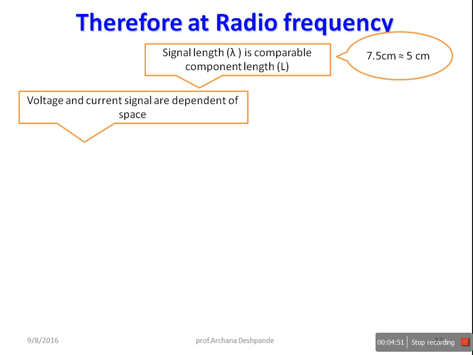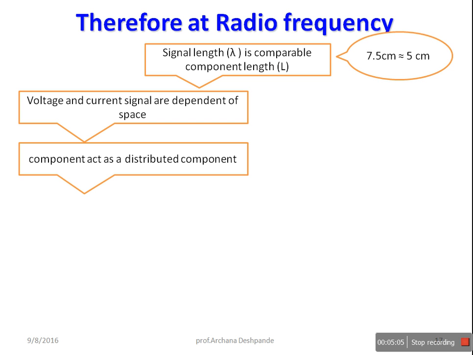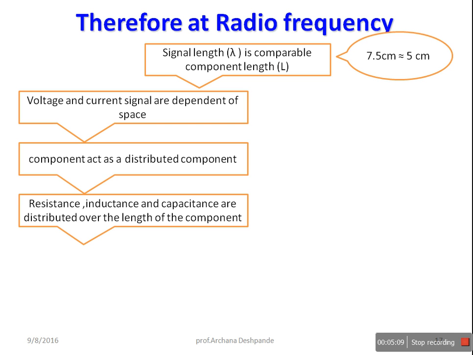So here voltage and current of the signal is dependent on the space, that is, voltage and current at one end of the conductor is different from what is at the other end of the conductor, so they are dependent on the spatial coordinates. Such components are called distributed components.